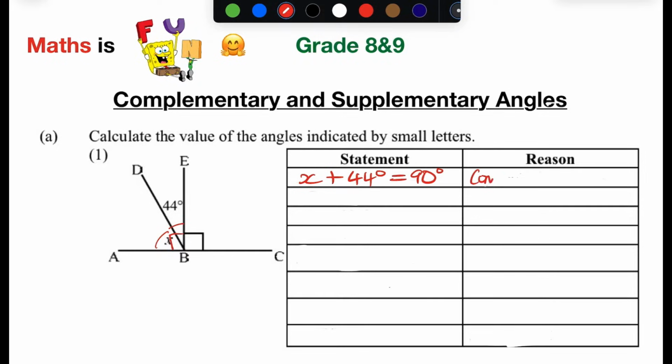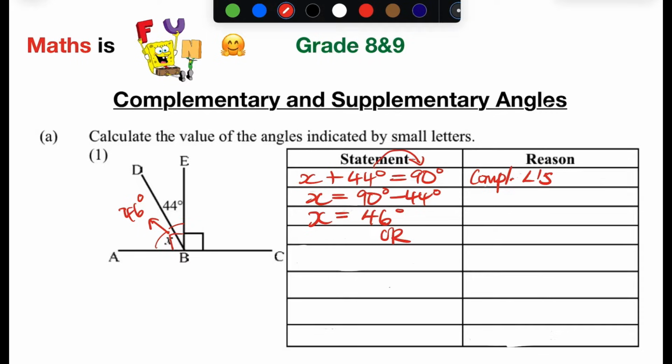We call that complementary angles. Those are complementary angles. So we say x is equal to, we transpose the 44 degrees to 90, so it's going to become negative on this side. So x is equal to 46 degrees. So this angle here, x, is 46 degrees.